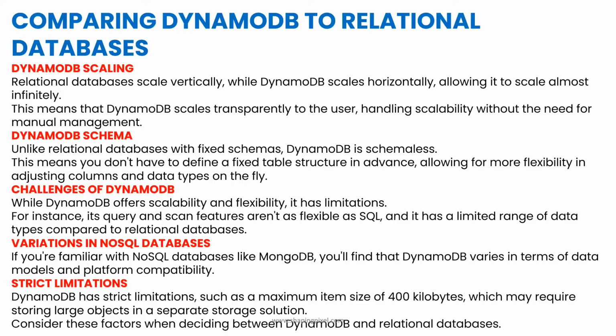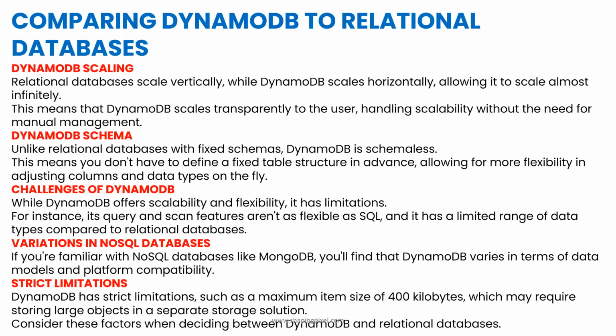So let's try to compare DynamoDB to relational databases. Relational databases scale vertically while DynamoDB scales horizontally, allowing it to scale almost infinitely. This means that DynamoDB scales transparently to the user, handling scalability without the need for manual management. Unlike relational databases with fixed schemas, DynamoDB is schemaless. This means you don't have to define a fixed table structure in advance, allowing more flexibility in adjusting columns and data types on the fly.